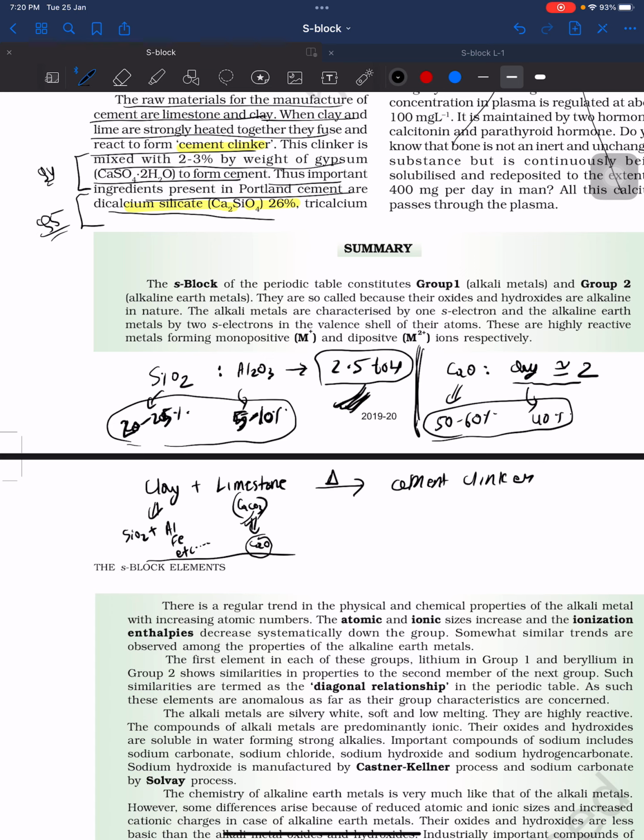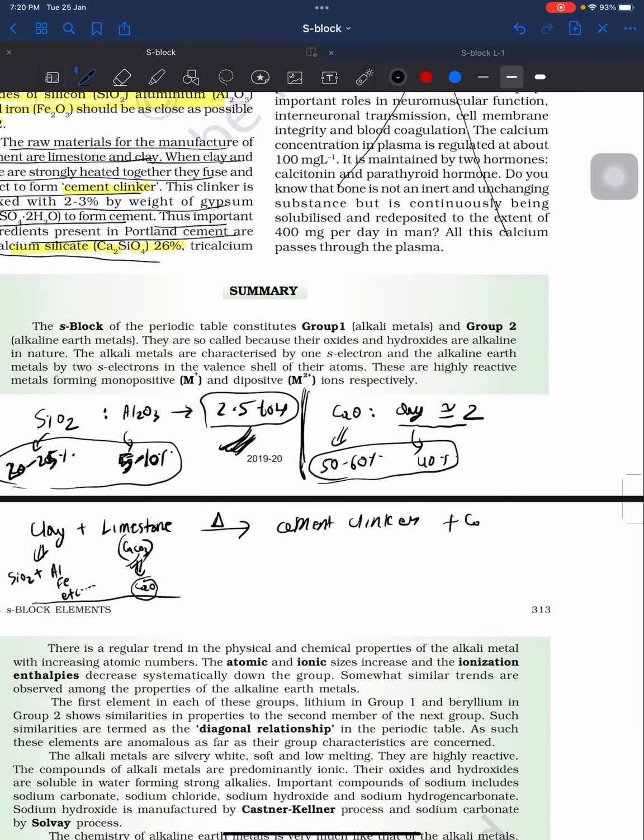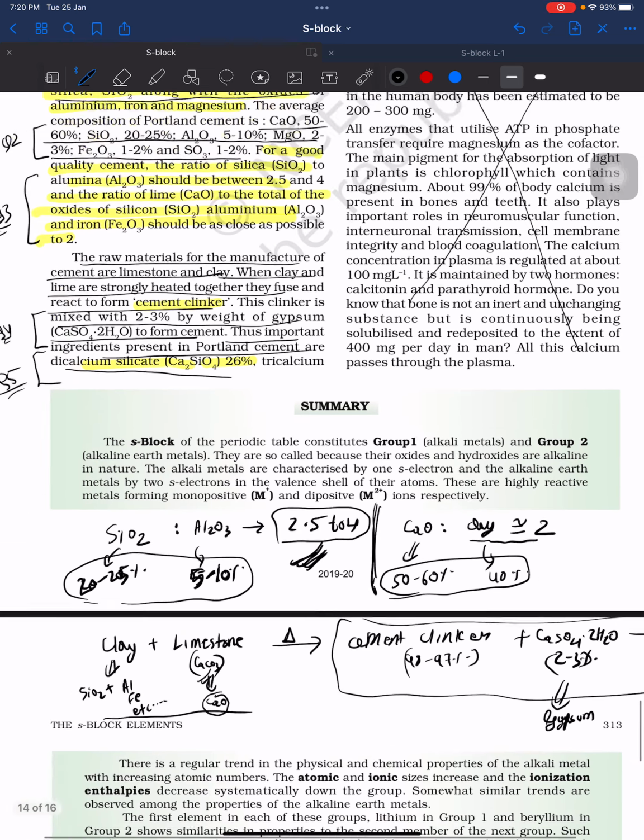And this cement clinker, when added with gypsum, only 2 to 3% by weight, and 97 to 98% cement clinker, this will finally form the cement. The cement clinker will form the cement when it reacts with the gypsum. Basically this is nothing but gypsum. Calcium sulfate dihydrate is gypsum. Okay, we know this, right?